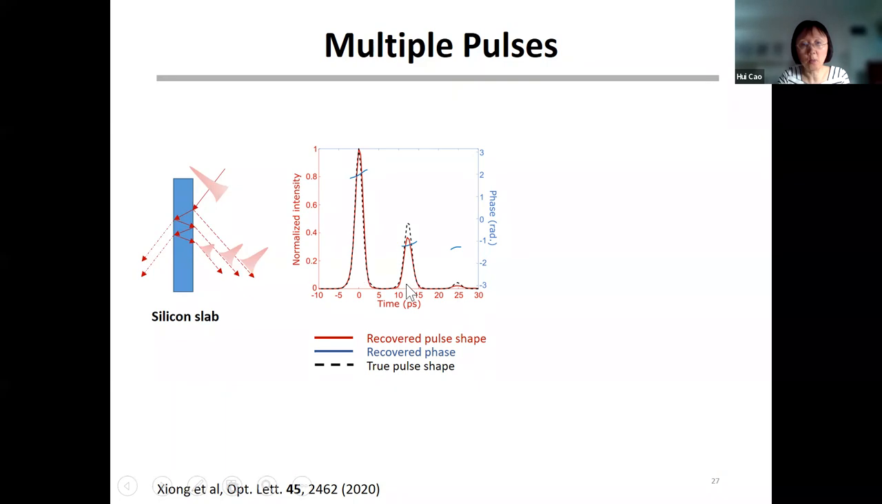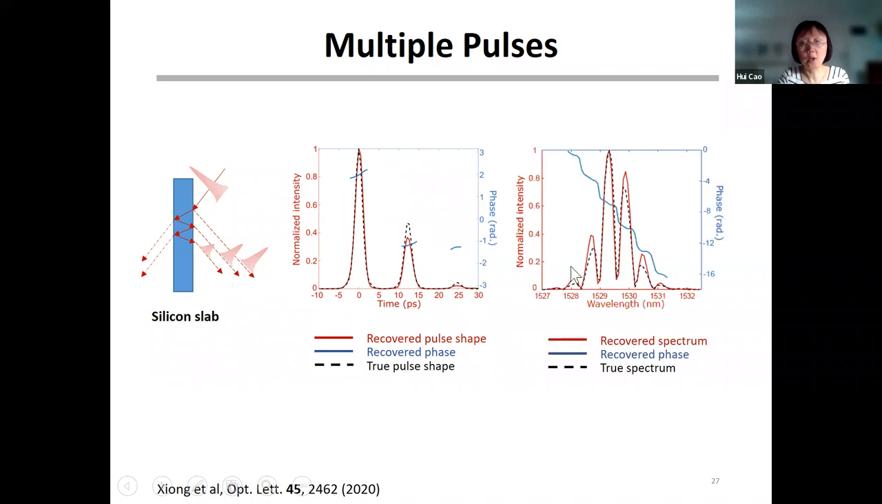Here we can clearly see we have three pulses, and the black dashed line is what we calculated this pulse should look like. This also shows the spectral amplitude and phase. You see modulations in the spectrum, because all these different pulses interfere in the frequency domain, so they generate these fringes. If we unwrap the spectral phase, we see a dip at the frequency minimum here, which is well known. So we show that we can really recover multiple pulses using this method.